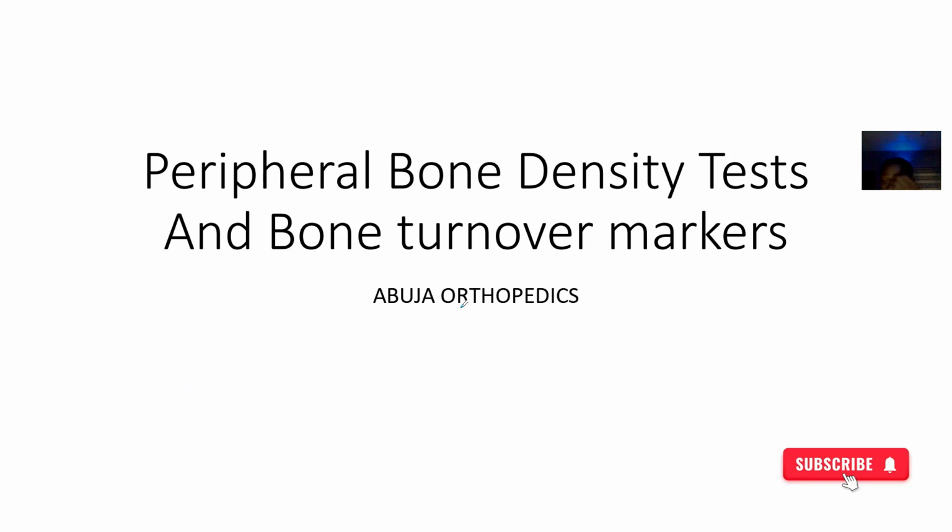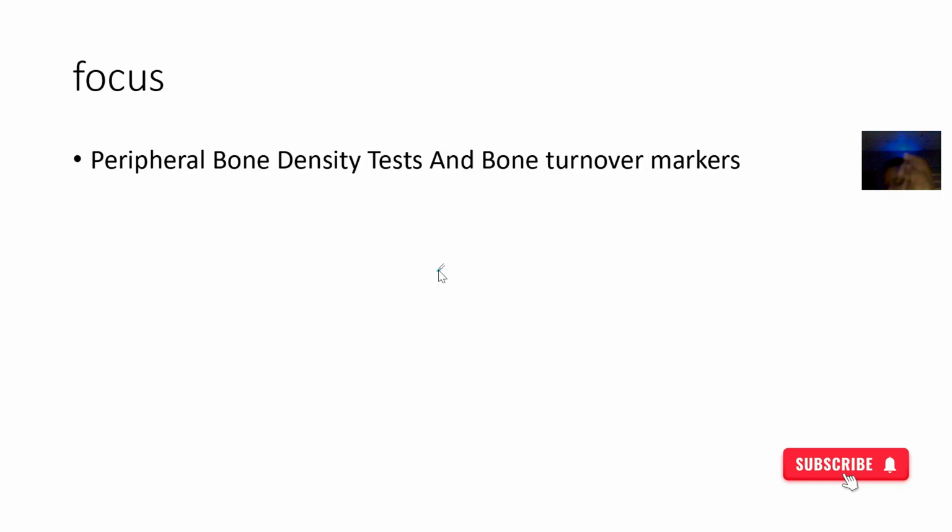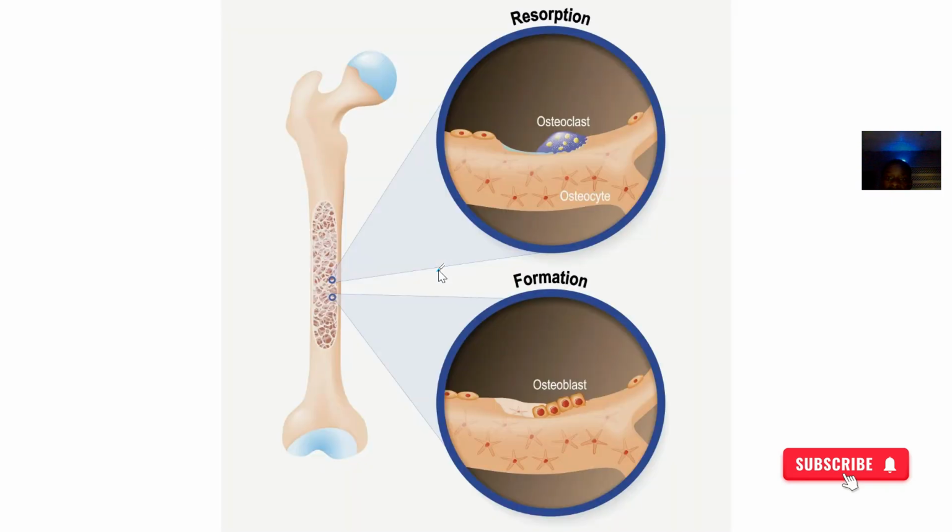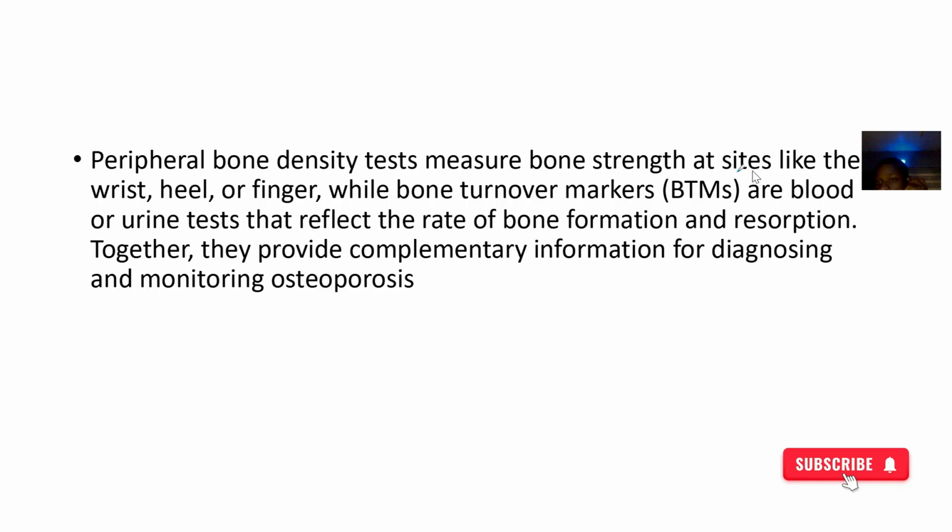For the next discussions we should be looking at, we're trying to look at two things that have to do with bone health. So we're looking at the peripheral bone density test and bone turnover markers. For the two of them, we're just trying to look at what their uses are. So, peripheral bone density test mainly is to measure what?